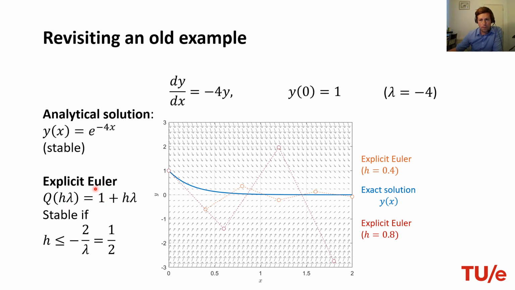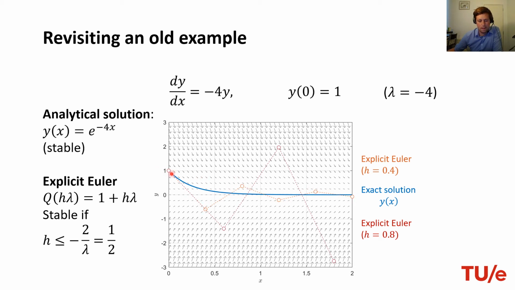That's something we found from the theory. From that, we derived that h should be smaller than or equal to -2 divided by lambda. Filling in lambda is -4, we find that h has to be smaller than or equal to 1 over 2 in order to have a stable numerical solution. And that's indeed what we find over here. So we have an h of 0.4, and we see that this is stable.